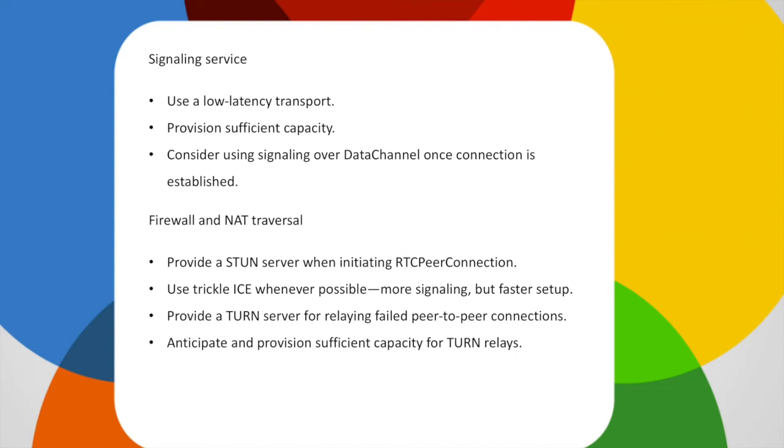For the signaling service, use a low-latency transport. Provision sufficient capacity. Consider using signaling over data channels once the connection is established. For firewall and NAT traversal, provide a STUN server when initiating the RTC peer connection. Use trickle ICE whenever possible: more signaling but faster setup. Provide a TURN server for relaying failed peer-to-peer connections, and provision sufficient capacity for TURN relays.